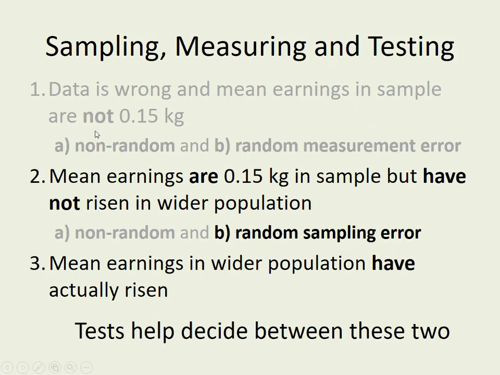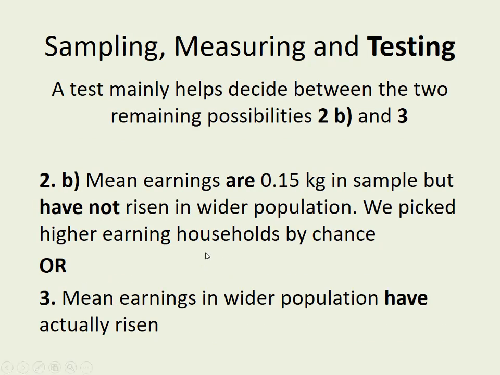In other words, of all these things, I can grey out all the ones that tests can't really touch. Tests touch this one, which is the sample is correct, but not representative because of random sampling error, or it is representative and significant, and the earnings in the wider population have risen. So either there's something significant happening, the wider population has changed, or you've been misled by random sampling error. So tests help you decide between these 2 possibilities here.